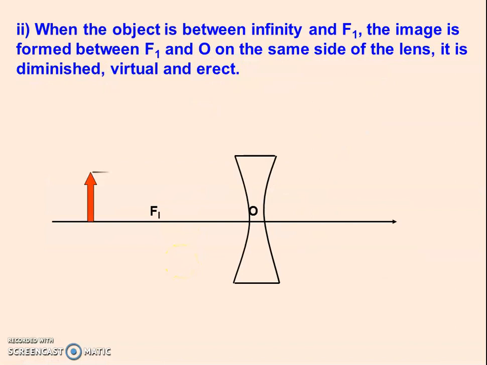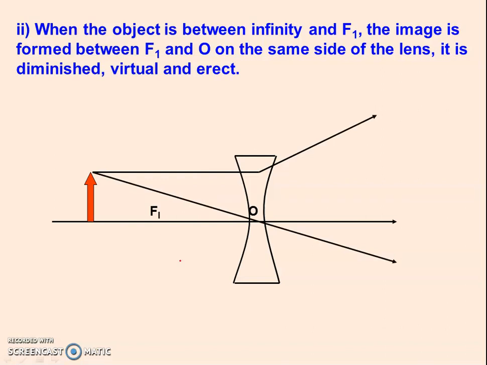Now the object is placed at finite distance. What will happen? First ray parallel to the principal axis will diverge. It will appear as if it is coming from the focal point. Second ray goes through the optical center. If the observer's eye is here, it will appear that these two rays are coming from this point. So the image is formed on the same side. It means a virtual image, diminished image. The image is always formed between F and O in the concave lens.